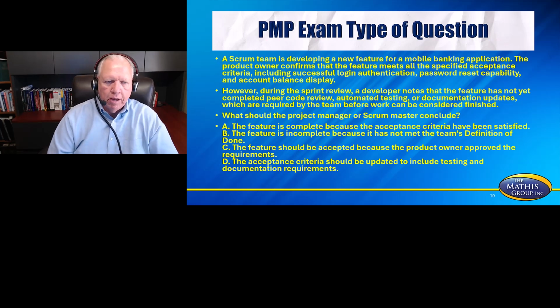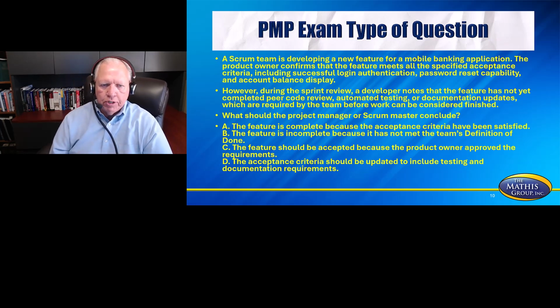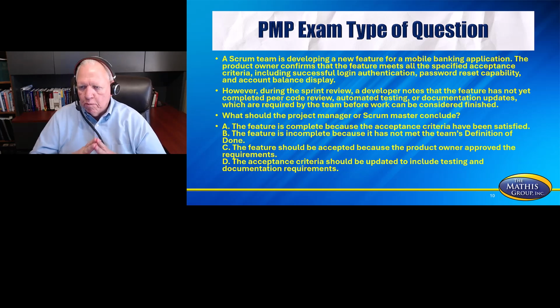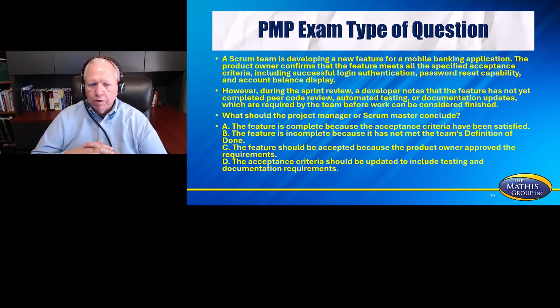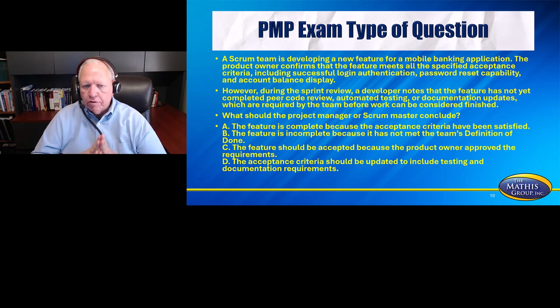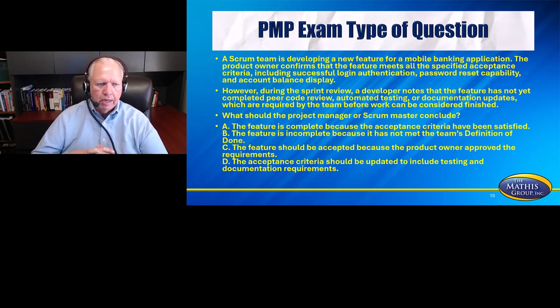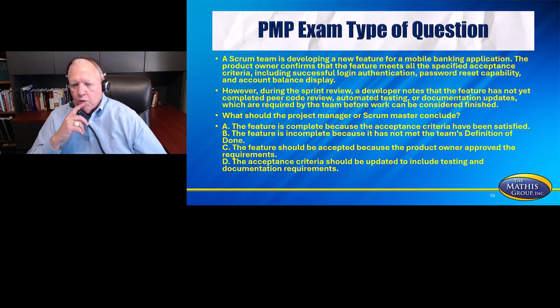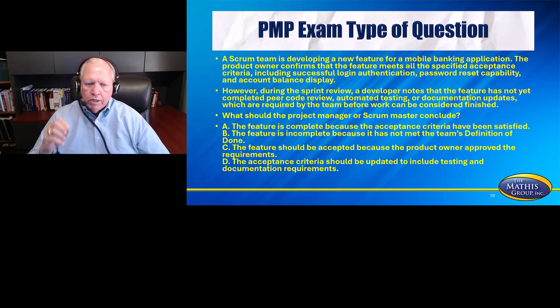So let's give you an exam-type question. A Scrum team is developing a new feature for a mobile banking application. The product owner confirms that the feature meets all the specified acceptance criteria, including successful login authentication, password reset capability, and account balance display. However, during the sprint review, a developer notes that the feature has not yet completed peer code review, automated testing, or documentation updates, which are required by the team before work can be considered finished. What should the project manager or Scrum Master conclude?